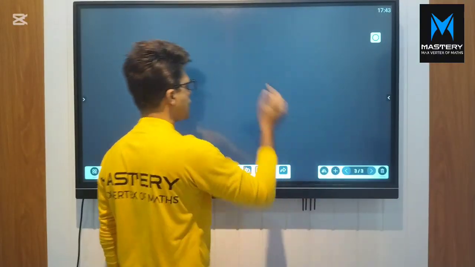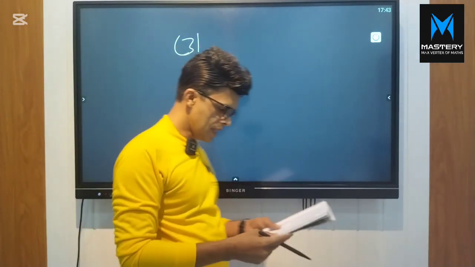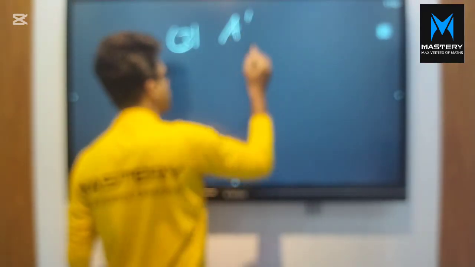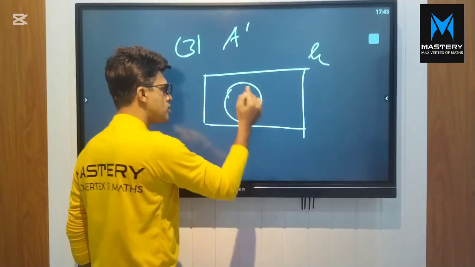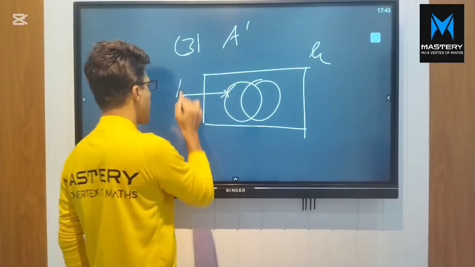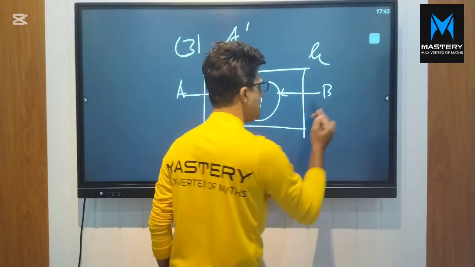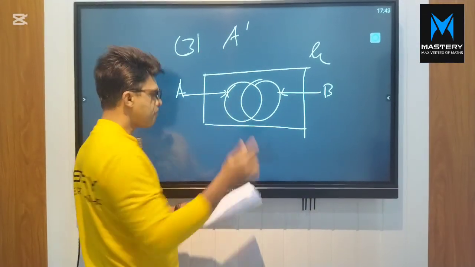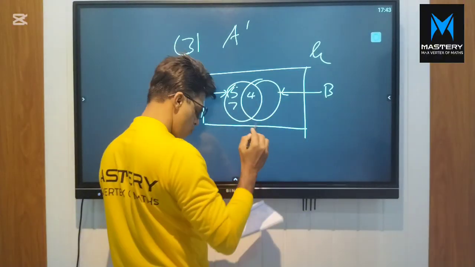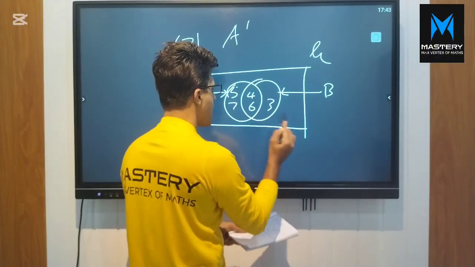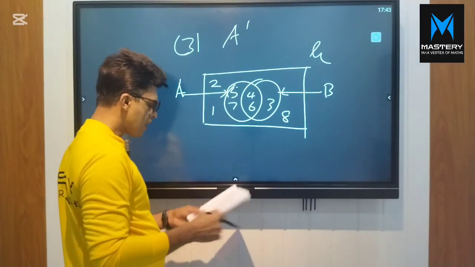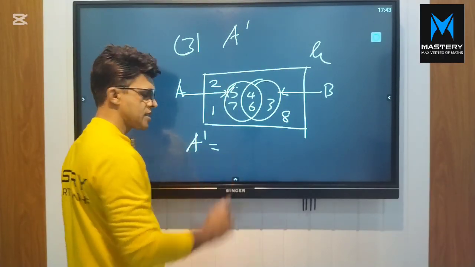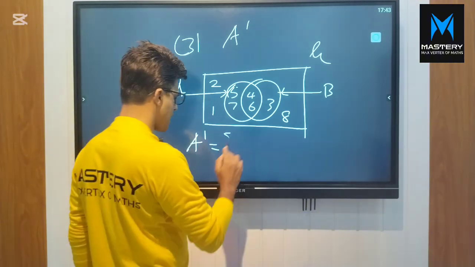Let's start the third question. The third question is: write the set, the complement of A should be taken. It has given us a Venn diagram here. According to this Venn diagram, you could see this is the set A, the set B here. Here 5, 7, 4, 6, 3, 8 and the other two elements 2 and 1. Then we need to find the complement of A, or A dash.